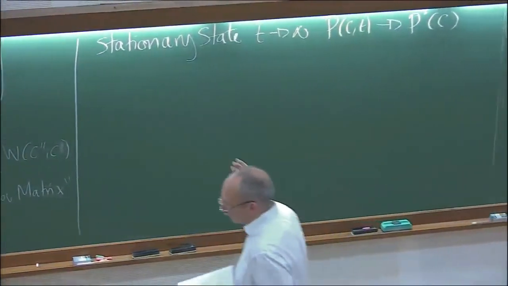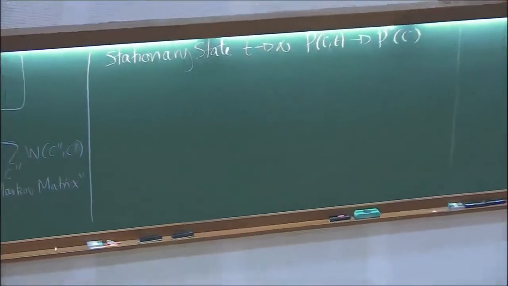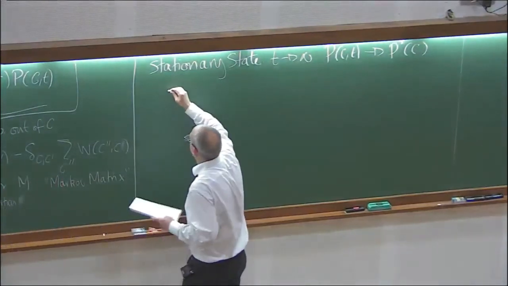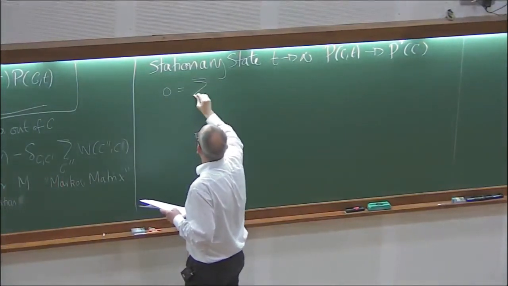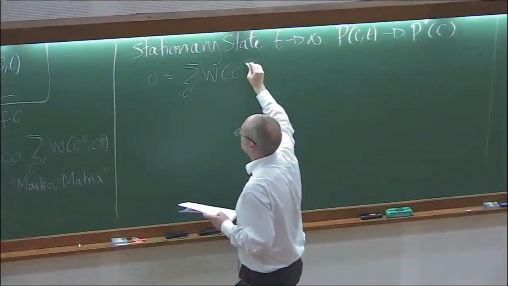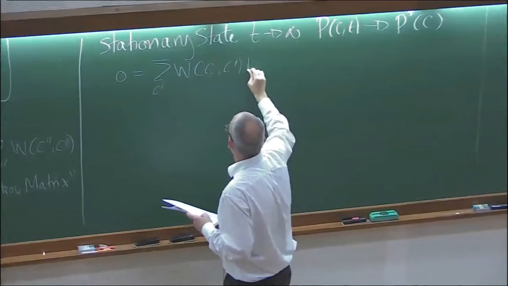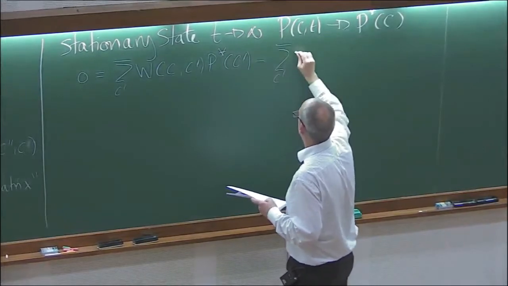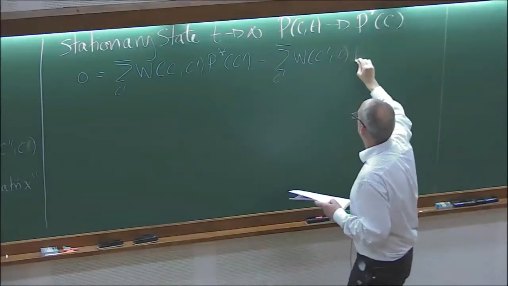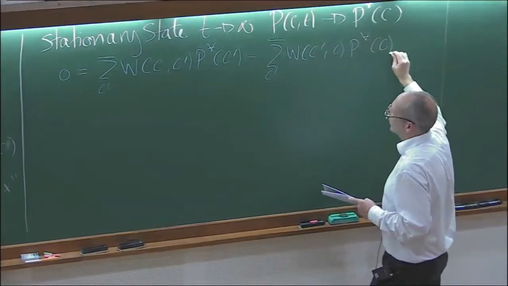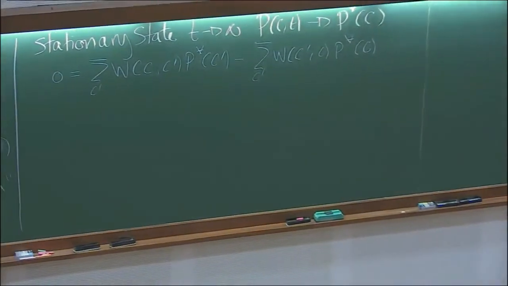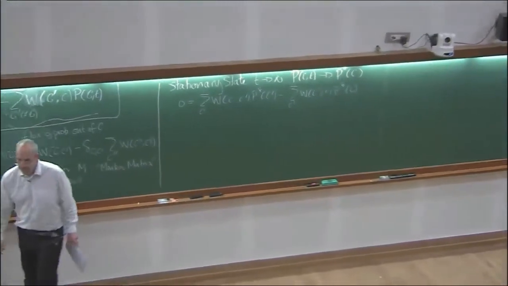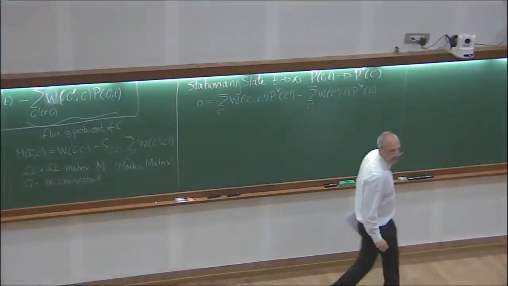So as t goes to infinity, it becomes time-independent, so the time derivative will be 0. So the equation we'll have to solve is 0. All I've done there is to take this equation, set this derivative to 0, and then the p becomes time independent, and it's the p star. So I just want to solve this equation to give me the stationary state.